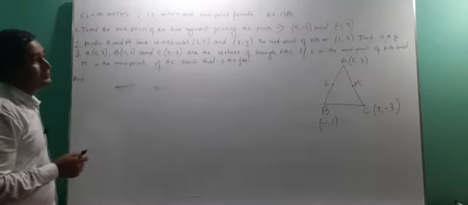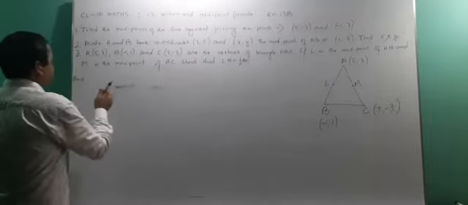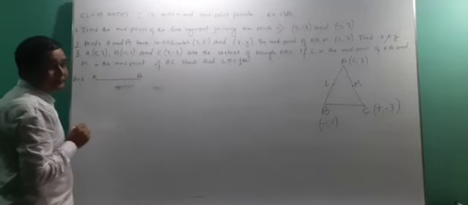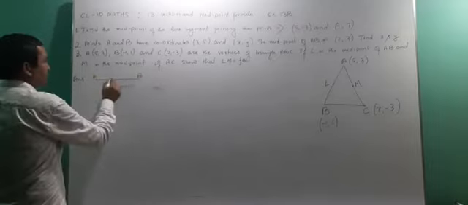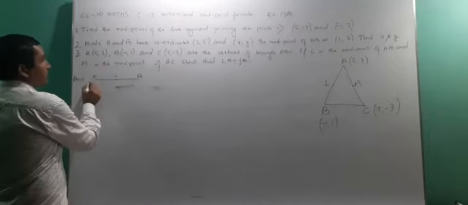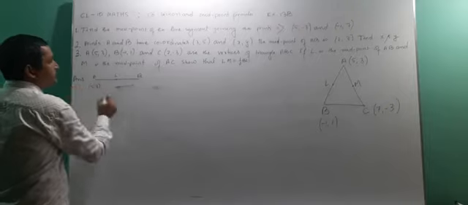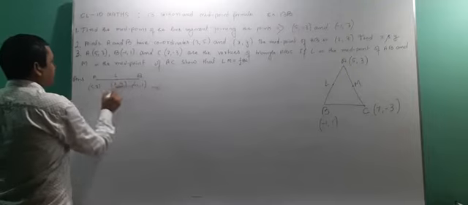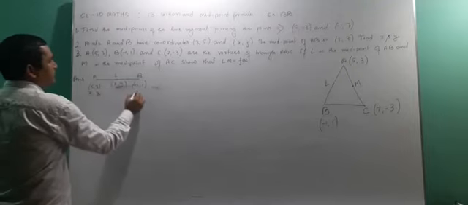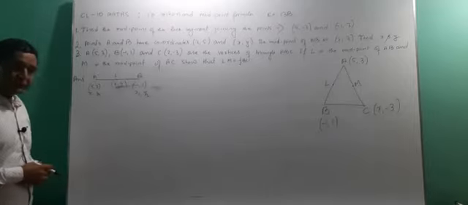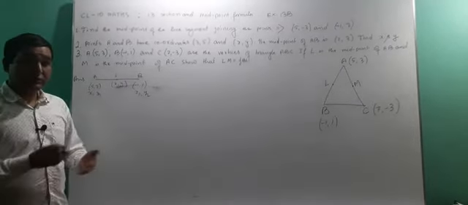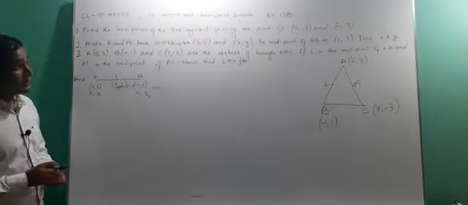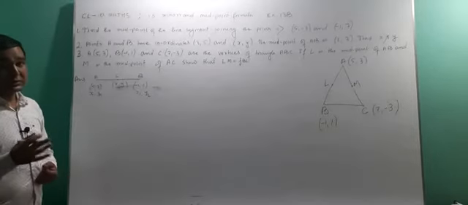Then L is the midpoint of AB. Let me draw the AB here. A, B. Then the midpoint is L. A is 5 comma 3. B is minus 1 comma 1. This one is x1, y1 and this one is x2, y2. Now we can do the same thing directly also, otherwise take the help of the formula. Always make the habit of writing the formula, because the formula carries some marks.